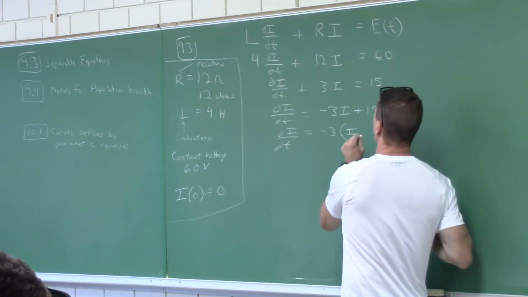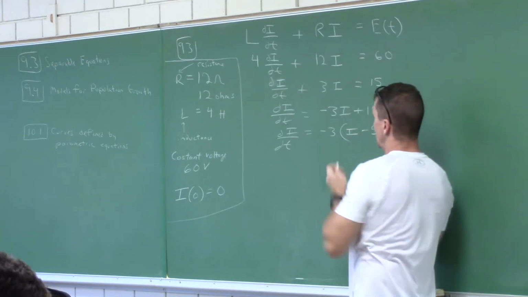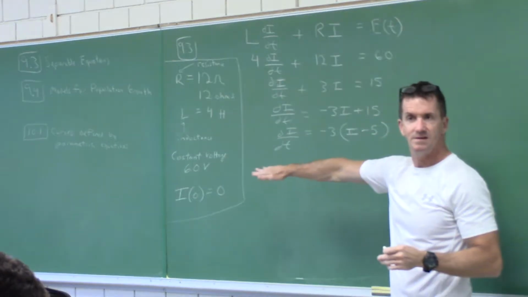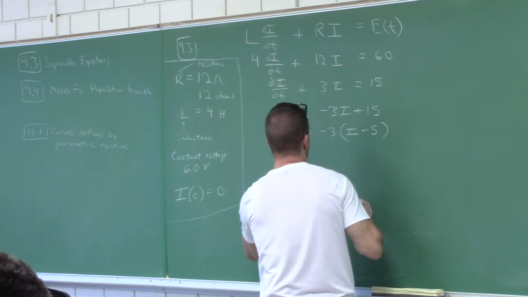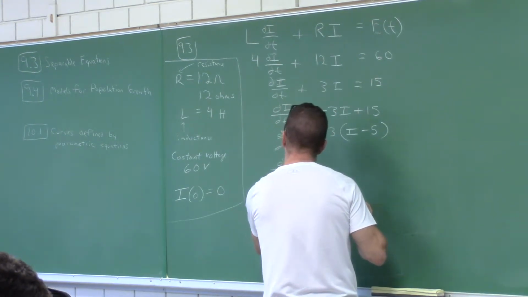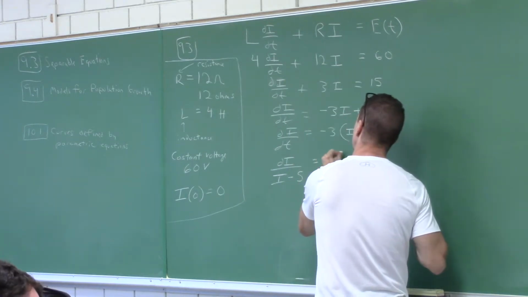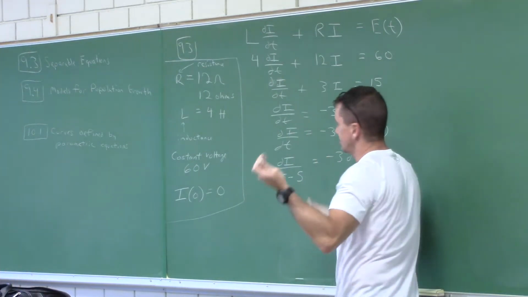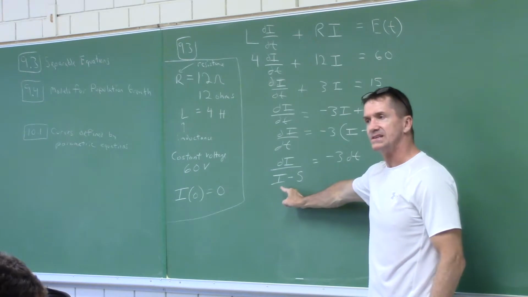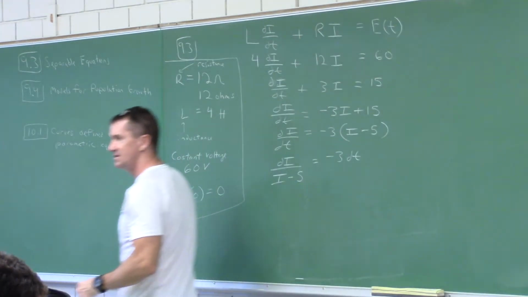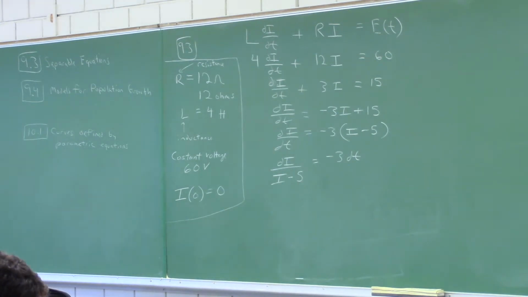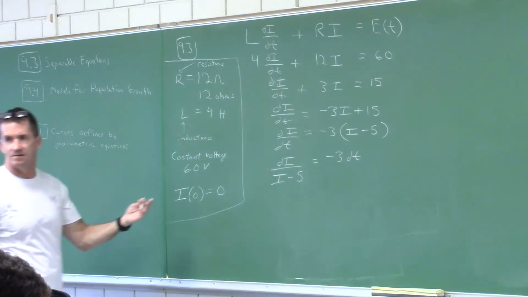I minus 5. Very good. But this allows me, when I divide that over here, to have dI over I minus 5 equals negative 3 dt. And I'm just like, oh, cool. That's an easy antiderivative. Integrate with respect to I. Do you all notice that's a natural log? The integral is just going to be the natural log of I minus 5.